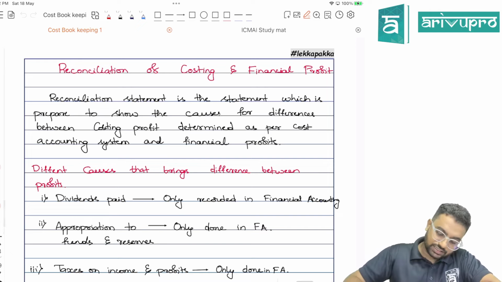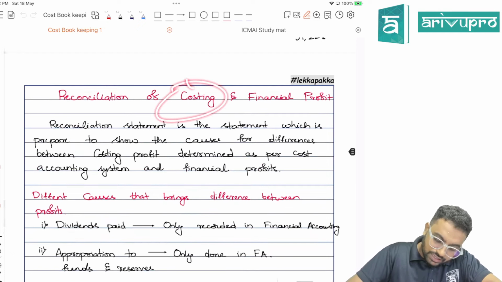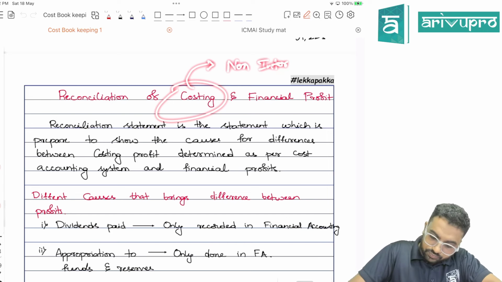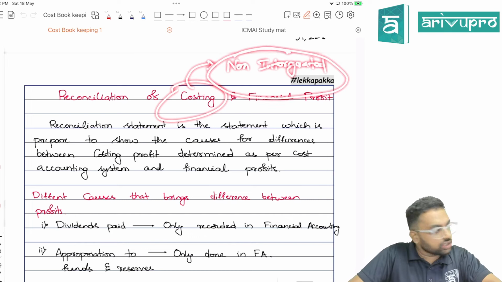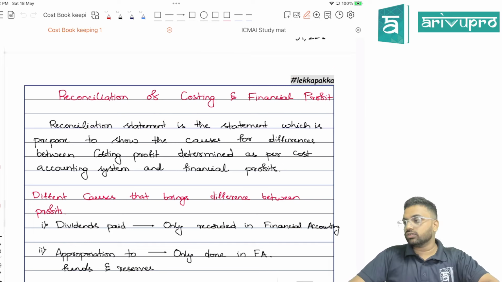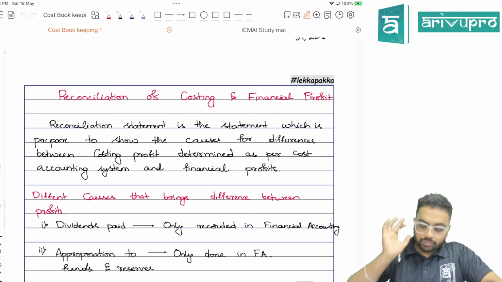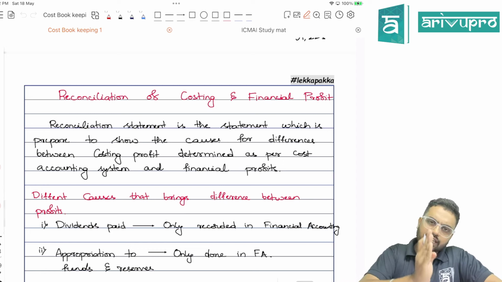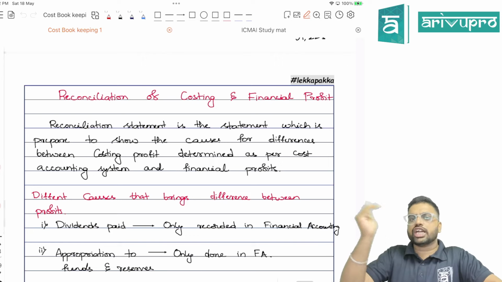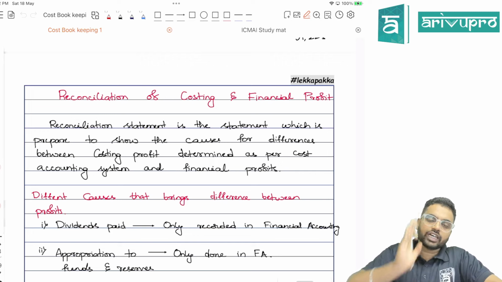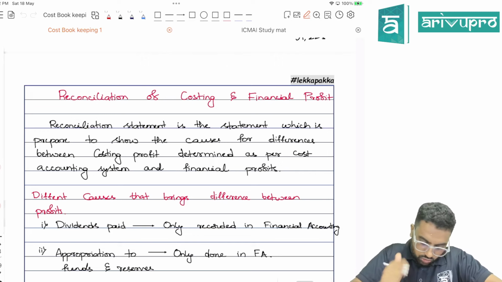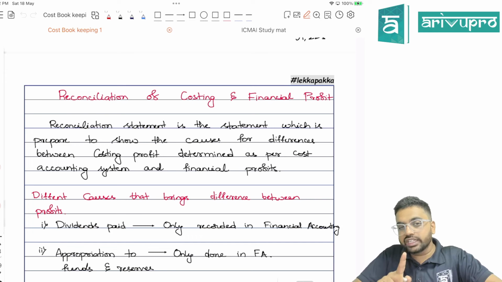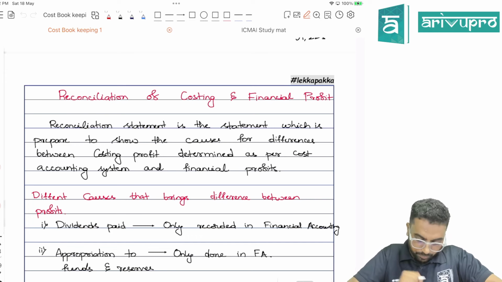Now, sir, why does the difference arise? Always remember, when you maintain your cost records in non-integrated accounts, then there might be differences. Sir, what do you mean by non-integrated? Non-integrated means for costing we are keeping separate books, and for pure financial items separate books, right? Costing separate books, pure financial items separate books. Okay, sir. Non-integrated we saw in unit number 1. Okay, done.